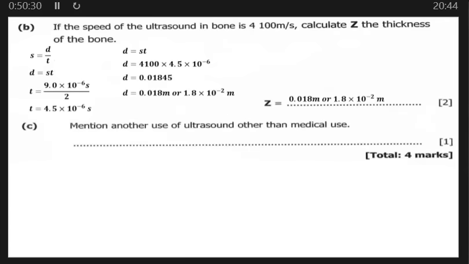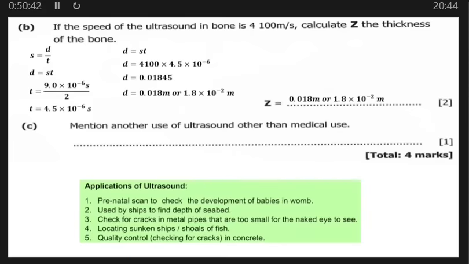The next question, which is C, says, mention another use of ultrasound other than medical use. So there are many. The medical one is number one, which is prenatal scan to check the development of babies in the womb. But those that are not medical are number two, used by ships to find the depth of the seabed. Three, check for cracks in metal pieces that are too small for the naked eye to see. Then four, for locating sunken ships or shoals of fish. This is actually used by fishermen as well.